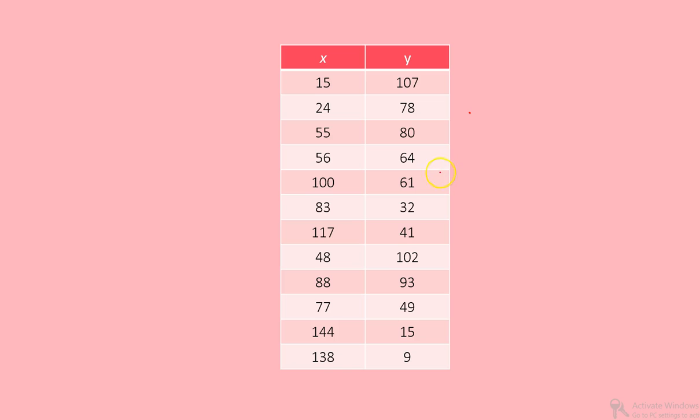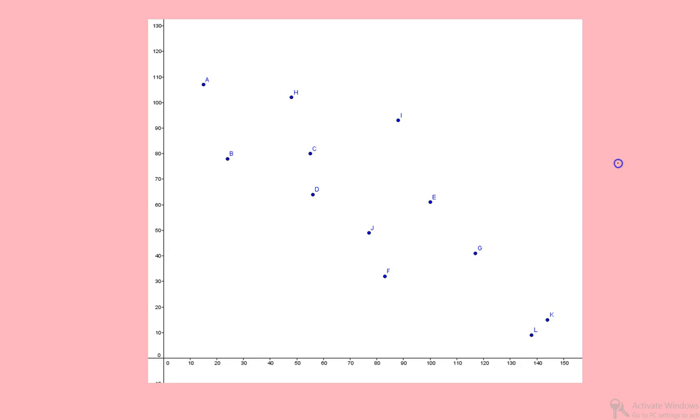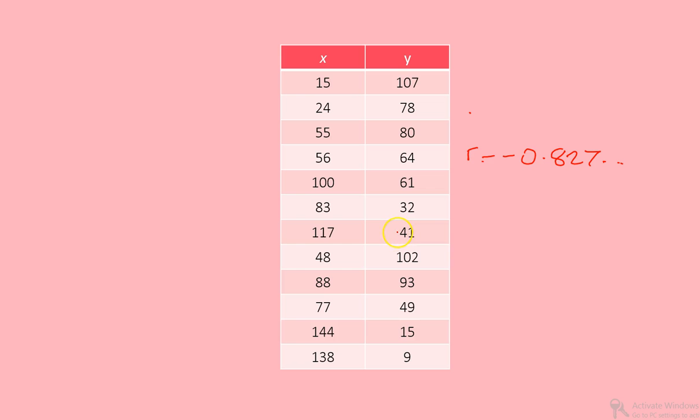Okay, so how did you go? I've done this on my calculator and my answer was r equals negative 0.827, etc. If I rounded that off to 2 decimal places, it'd be negative 0.83. Now, negative 0.83, what's that telling us?